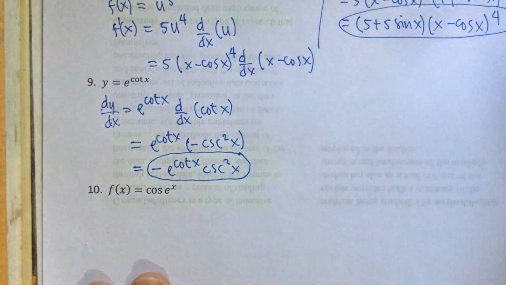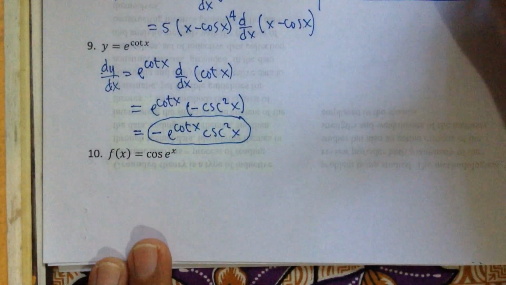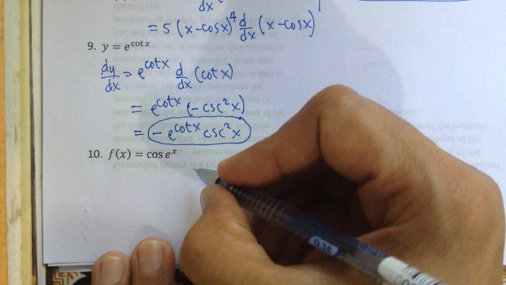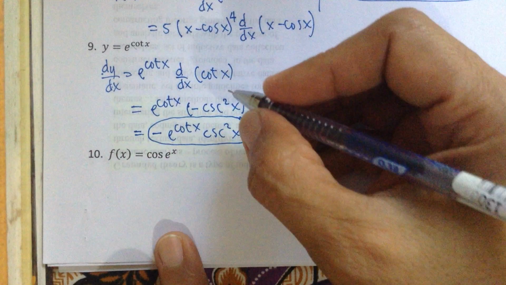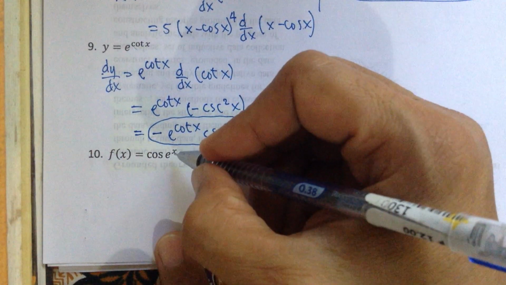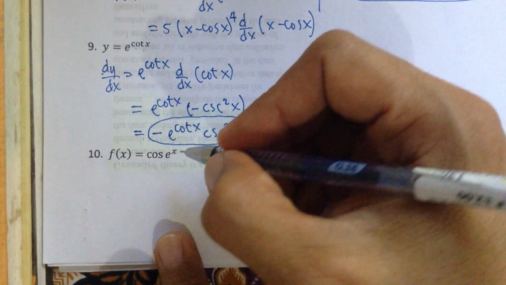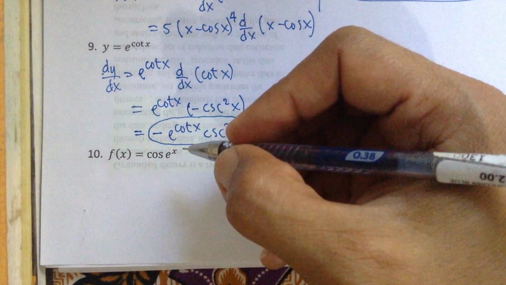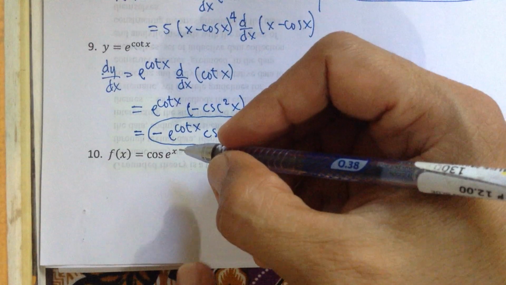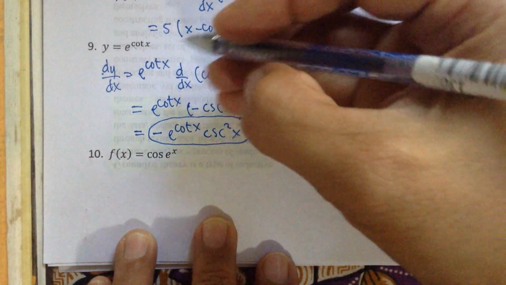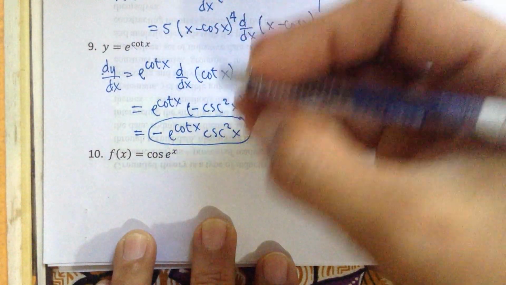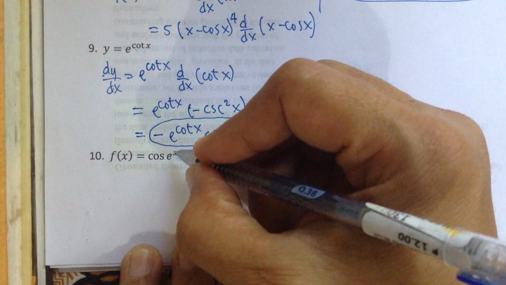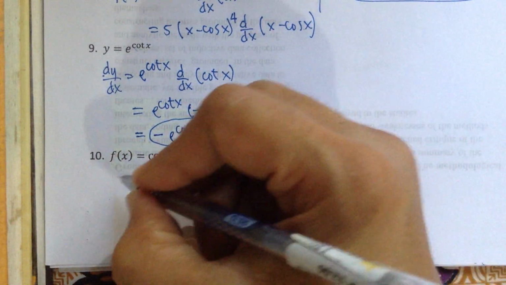Okay, last problem. Again, whenever you have a trigonometric function, check for the argument of that. That would be your u. Although sometimes the trigonometric function is an argument also of another function, just like in number 9. But in number 10, obviously your u is e to the x.